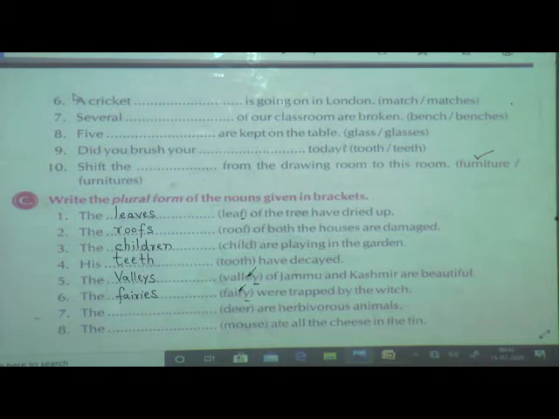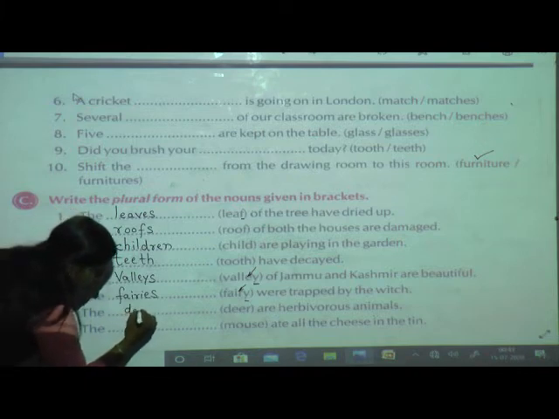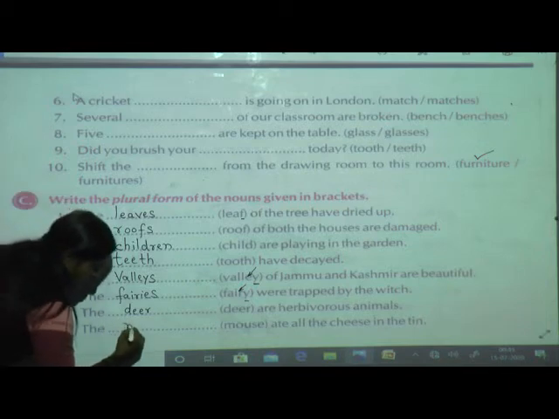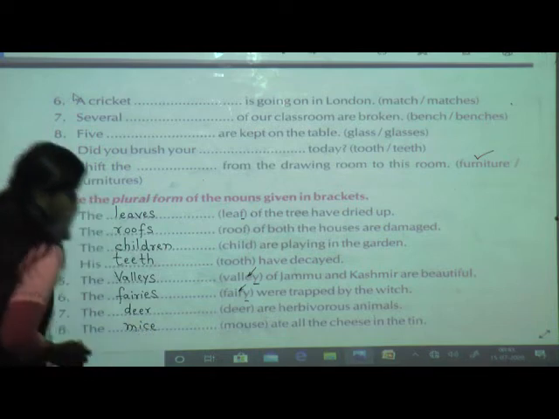Now, seventh, the dash are herbivorous animals. Now, here also I have told you there are some words which don't change. So, the deer remains as it is. Deer. Hope so students, you are copying along with me. Yes, eighth. The dash mouse ate all the cheese in the tin. What is the plural form of mouse? Yes, if you have learned all that 8 words, in that it is there. Plural form of mouse is mice.